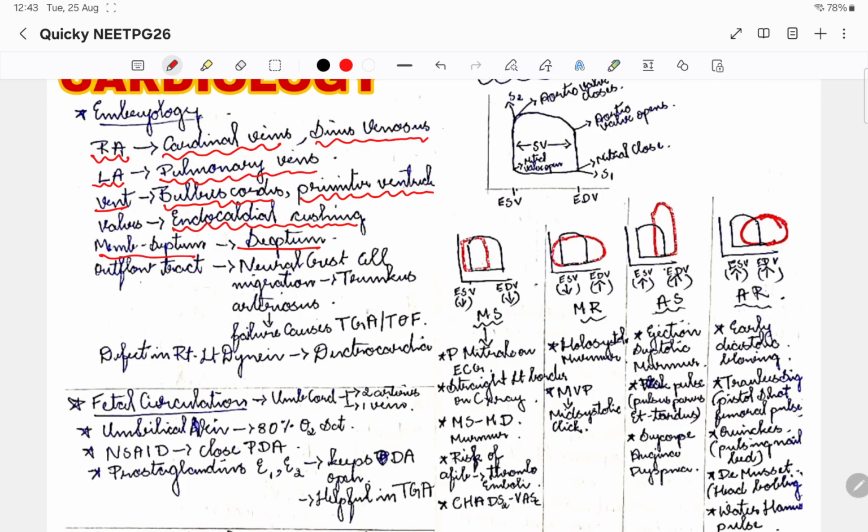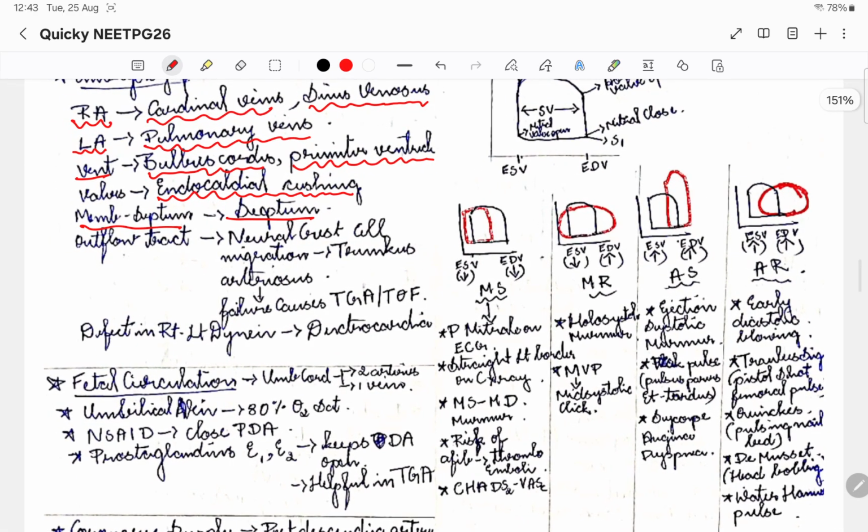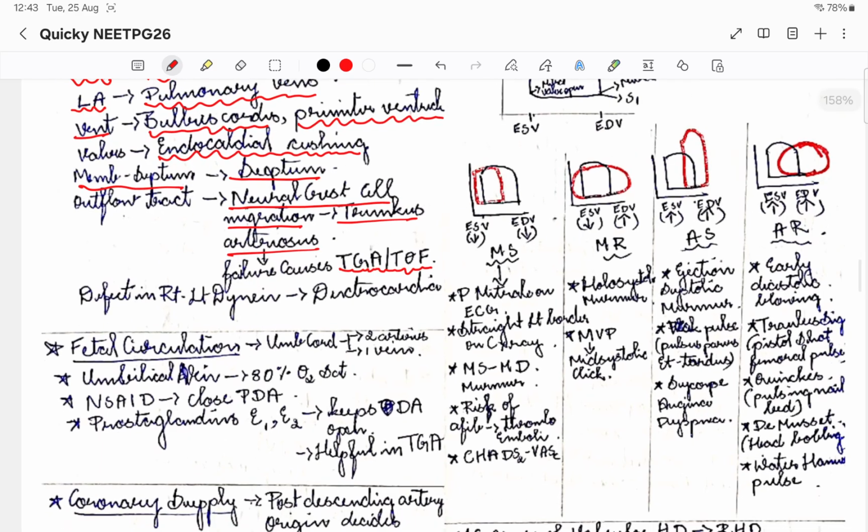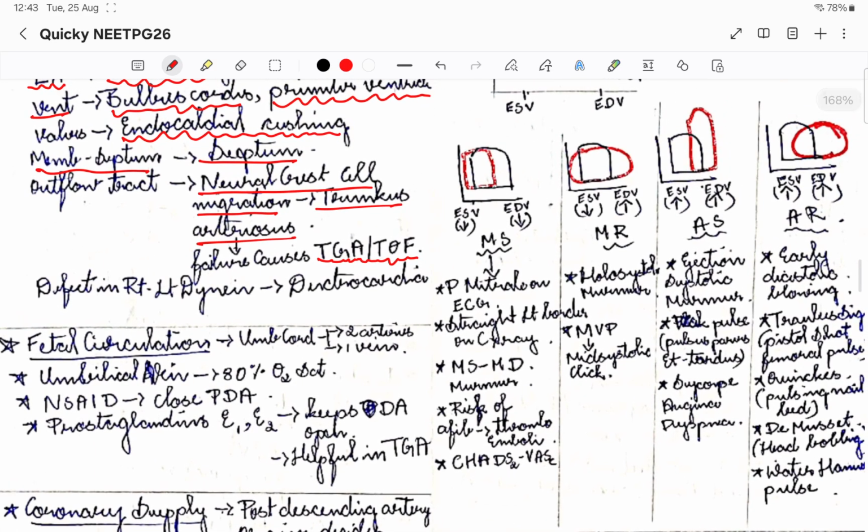Then all the outflow tracts. Whether it is the pulmonary artery, aortic arch or aorta, these develop from the neural crest cells, NCC. You remember, right? NCC from embryology. This develops the truncus arteriosus, and after that all the outflow tract will be developed. Failure to develop this outflow tract is what causes TGA and TOF. We'll discuss TGA and TOF during embryological abnormalities, the congenital heart disorders.